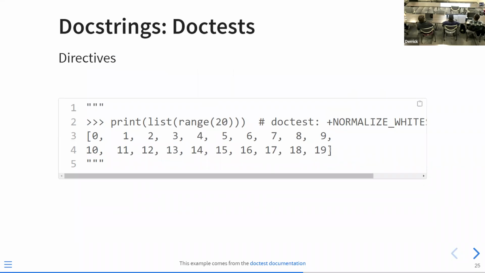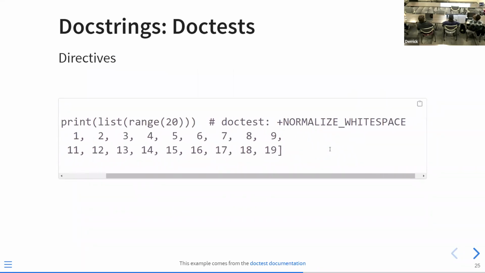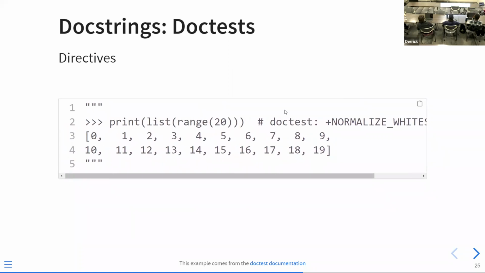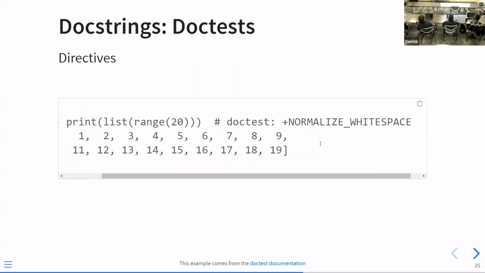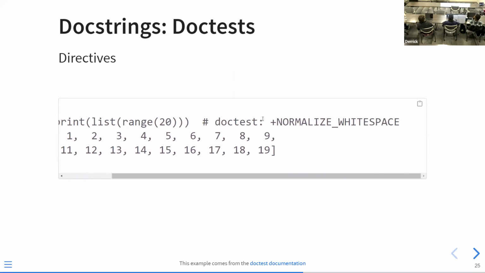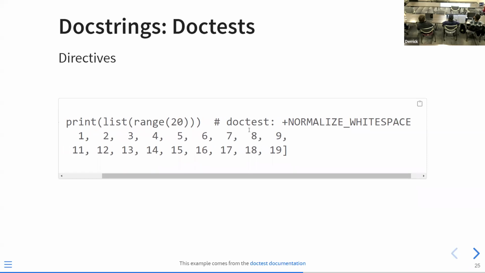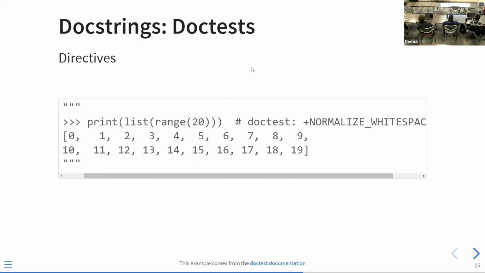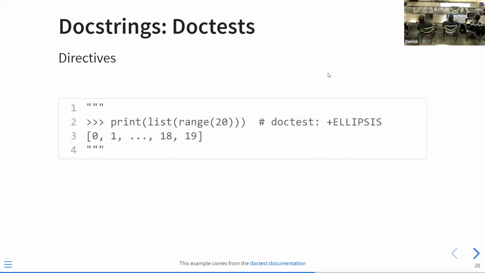There are some directives for doctest. So in this case, if I didn't have this directive here, what it would do is it would print the list, but because the list that I'm showing in the doctest is separated by 2 spaces rather than just 1, this test would fail because the spacing is different. So what I'm doing here is just saying there's a comment and then doctest, and I tell it that I want it to normalize white space. So that way it will normalize this output before it compares to what it gets when it runs the code. So that's a useful one.